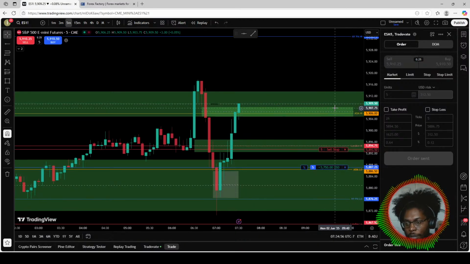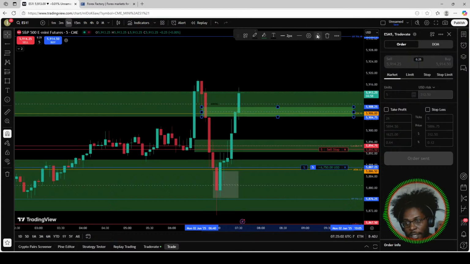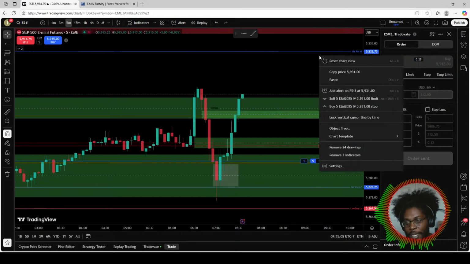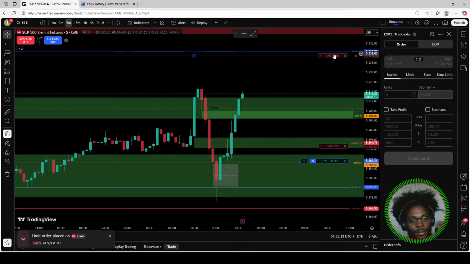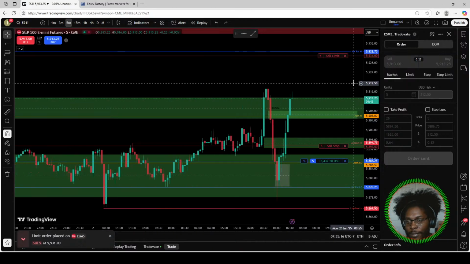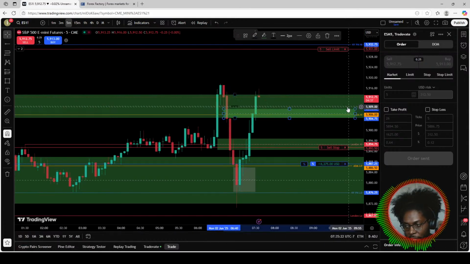All right. So right now we did get the body of it above this 5 minute fair value. Let me go ahead and put my TP up here in case this thing just goes. So we got the closure above this 5 minute inverted fair value gap. This is gonna be a tricky area because this candle right here could come back and tap into that. So we gotta be okay with that drawdown if that does happen.